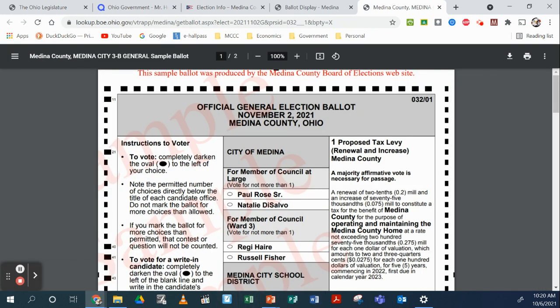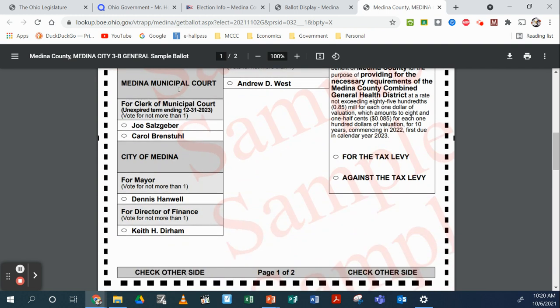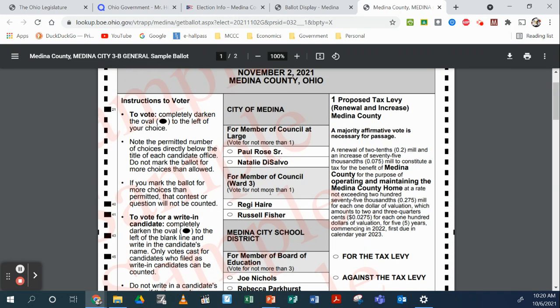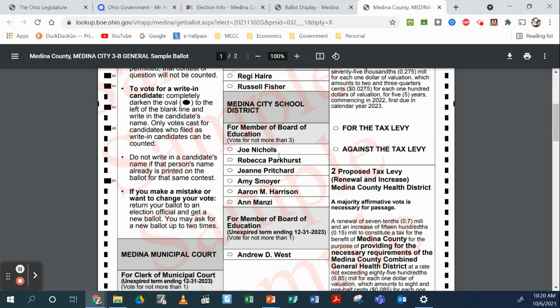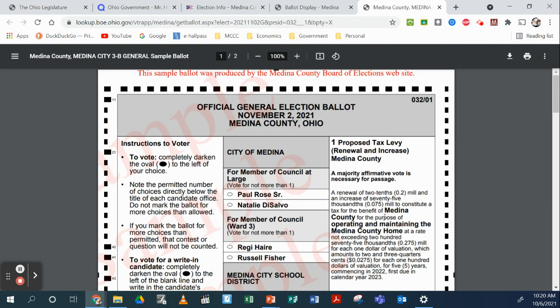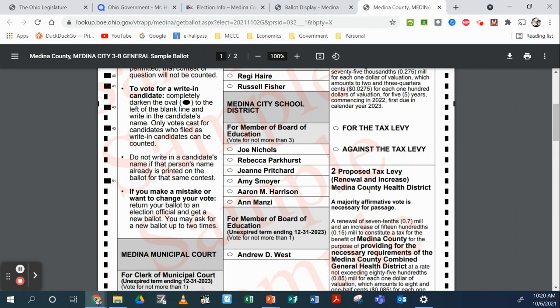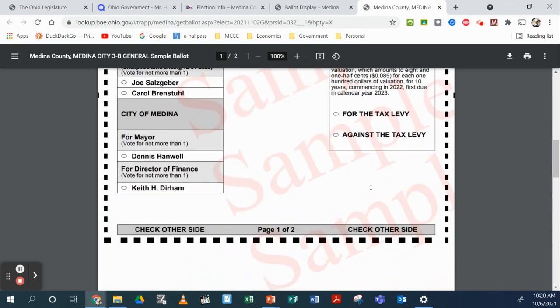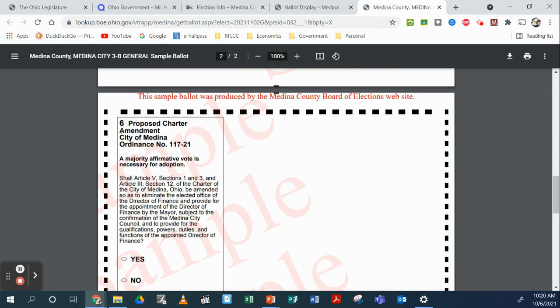Yeah, so this one, same thing for municipal courts, City of Medina. Oh, mayor. You have a mayor up too, but no one's running against him, so he's probably going to win. Director of Finance, Council at Large, Ward 3, City School District, right? Only one more person there. Same thing. So there's that Medina County Home and the Medina County Health Department.